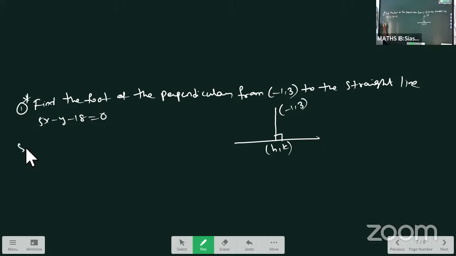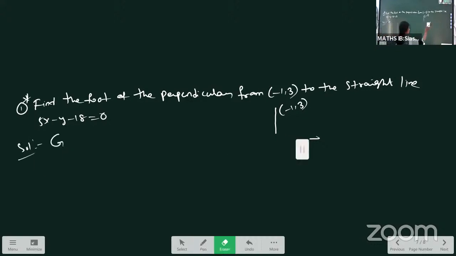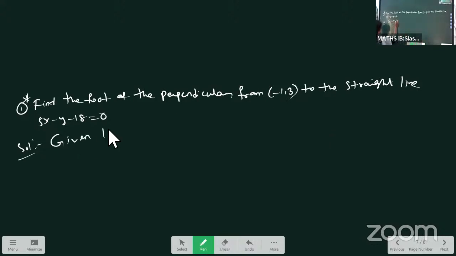So first, the solution. For VSQs, you need not draw the diagram. Directly you can go with the procedure. What is the given line? 5x minus y minus 18 is equal to 0. What is the given point? (-1, 3). Now, for the foot of the perpendicular, we have a formula.